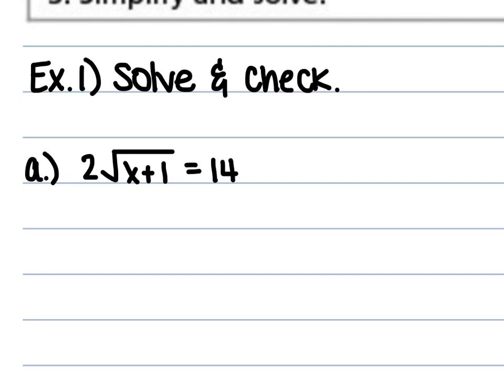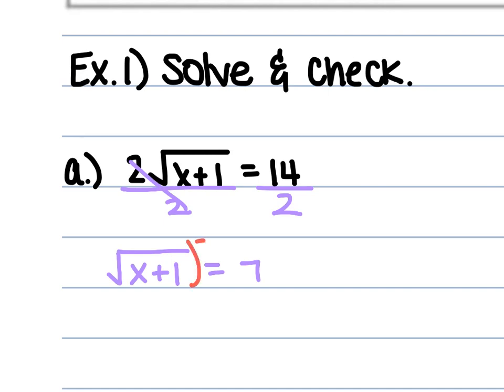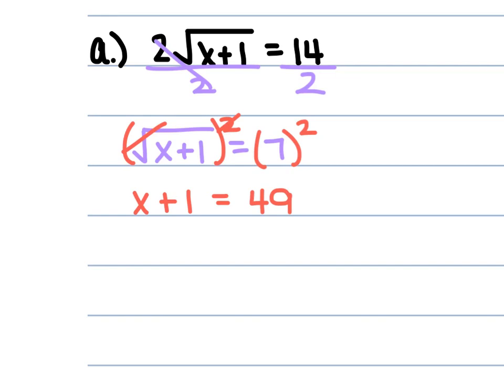So if we look at example 1a, we have 2 square root x plus 1 is equal to 14. Our first thing that we want to do is divide each side by that 2 to get the square root of x plus 1 is equal to 7. The only thing that we can do from here is square each side. That will get rid of that radical sign to leave us with x plus 1 is equal to 49. From here, solve for x. Subtract the 1 from each side, we get that x is equal to 48.